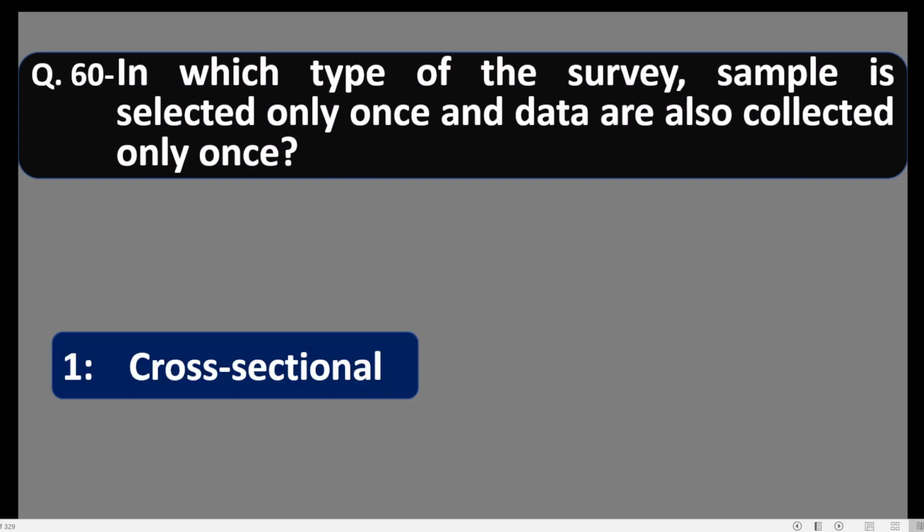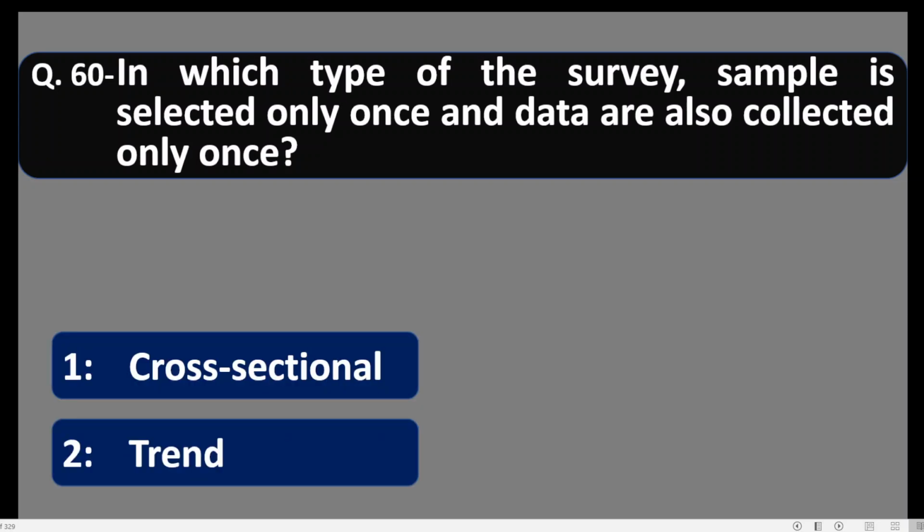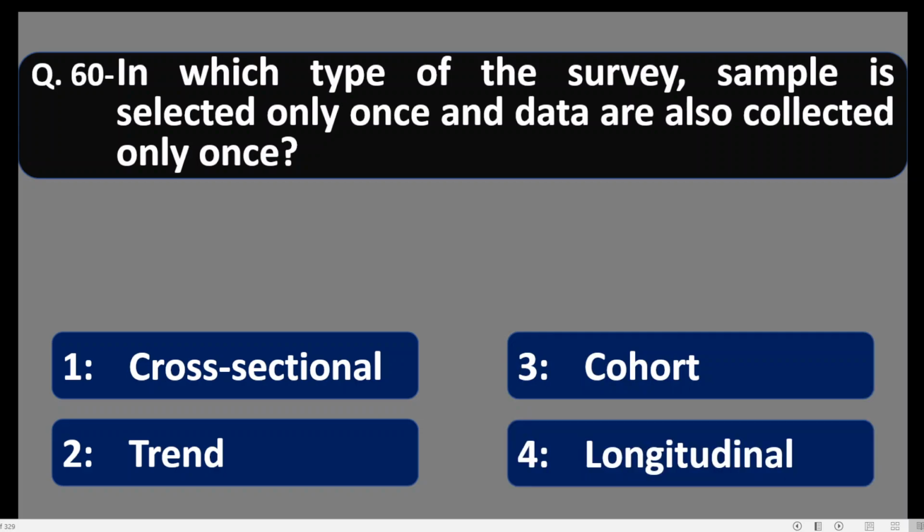Question number 60, the last of this video. In which type of survey is the sample selected only once and data also collected only once? Cross-sectional, trend, cohort, longitudinal. It is the cross-sectional survey, where data are collected only once from the samples which are selected only once.